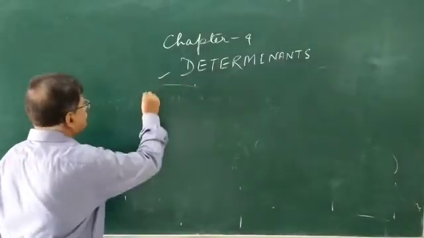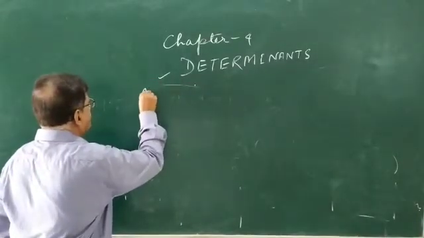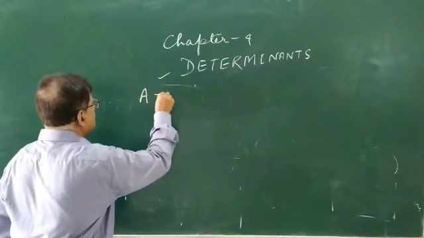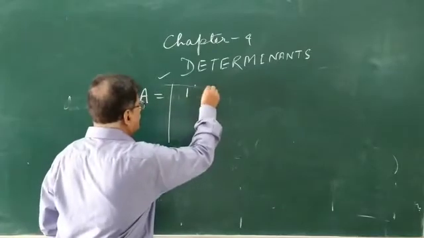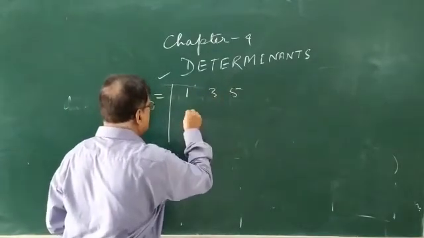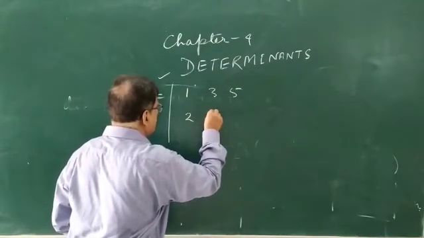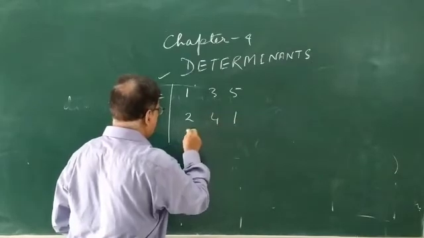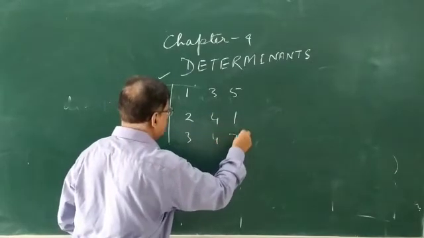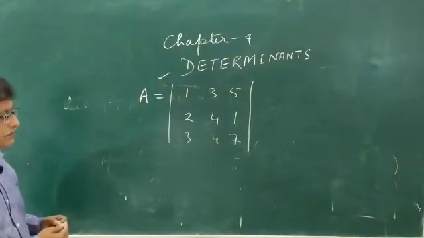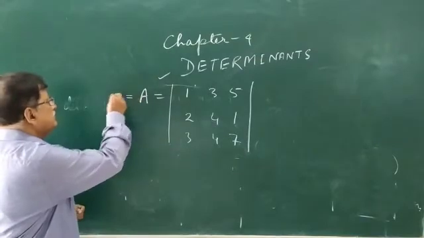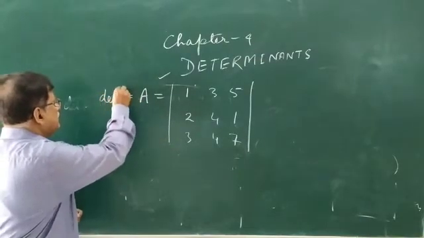Consider a determinant. Consider any numbers: 1, 3, 5, 2, 4, 1, 3, 4, 7. That is a determinant of order 3 by 3. How can you get the value of this determinant A?